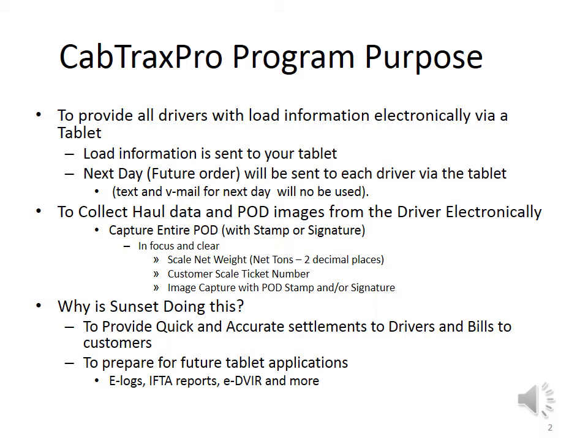But we need to continue to communicate that we need the entire POD, and it needs to be in focus. We have to be able to see the scale weight. It's the net tons, the 2 decimal points, the customer ticket number, and the image capture with that POD and stamp. Again, we need the entire POD image to be sent to us.